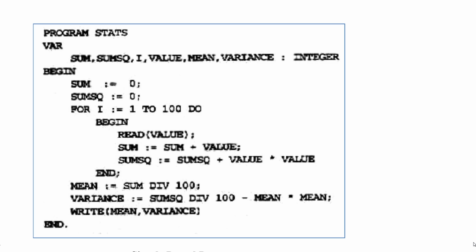And next, after the for loop, mean value is calculated, that is sum divided by 100, and variance is calculated with the sum square divided by 100 minus mean into mean. Then finally write the mean and variance, so that it will show the output. So this is a simple Pascal program.